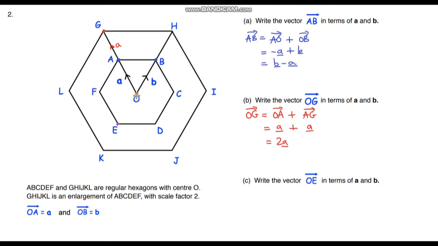But remember, we can't take unknown pathways. So just to make sure that the answer is negative b, let's go all the way around the outside, and if we do that, we should still get negative b as our answer. So I'm going to go from O to A.